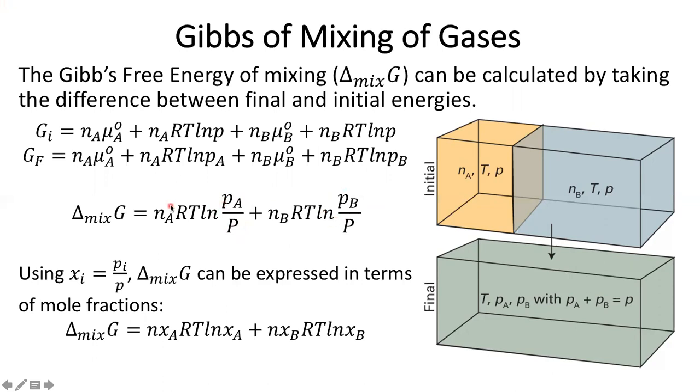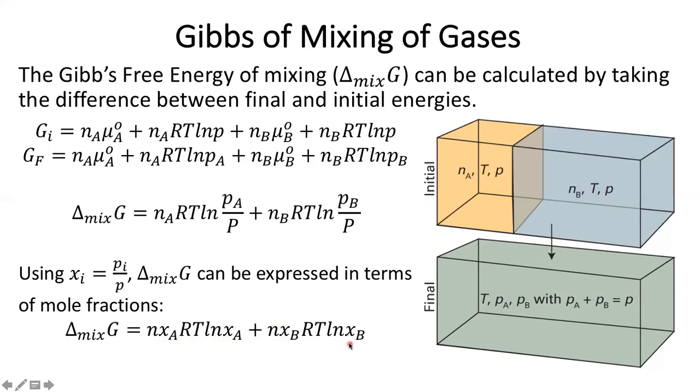But as long as we're at it, we can also express the moles of A as the total number of moles times the mole fraction of A. So by doing this, what we have is the total number of moles in the system, so moles of A plus moles of B, times the mole fraction of A times RT, which is going to be a constant, times a system-defined variable, times the natural log of the mole fraction of A. And again, a similar correction for B.